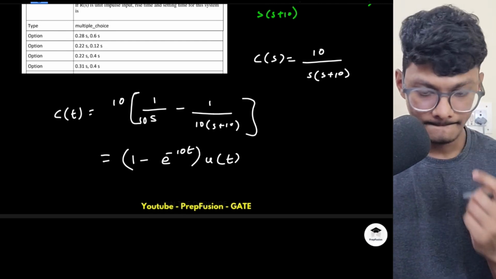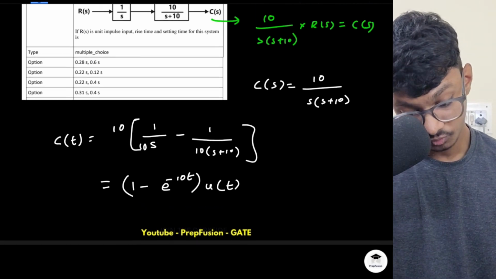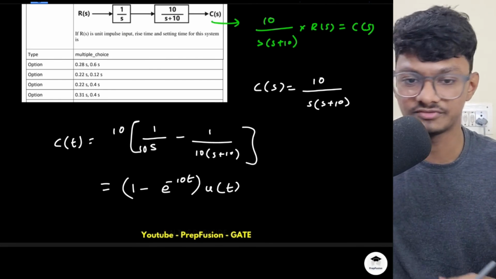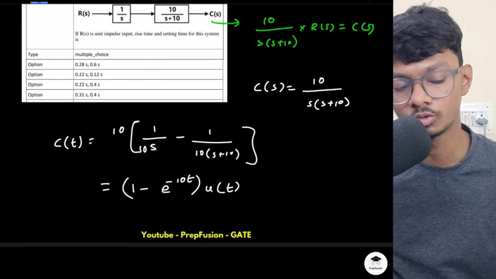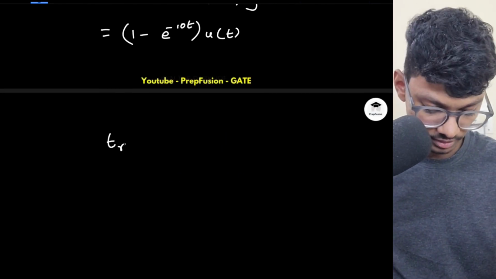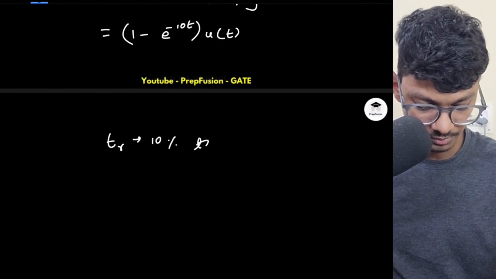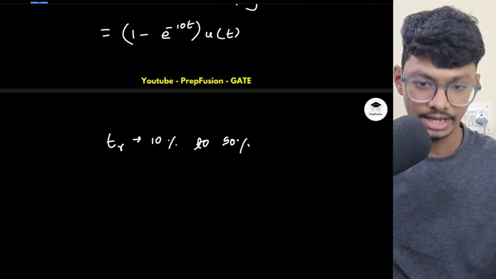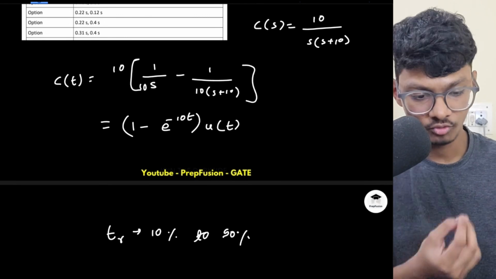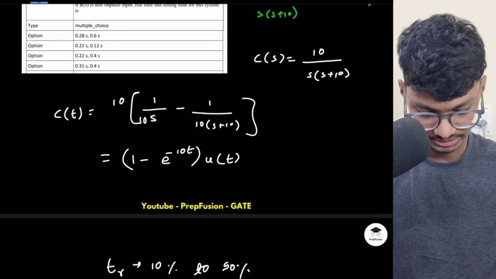Now, what is the definition of a rise time? Don't just mug up the formula, you should remember the definition of rise time. The definition of rise time for a second order system was from 10% to 90%: the time it takes for the output response to go from 10% of its final value to 90%. That is the rise time.